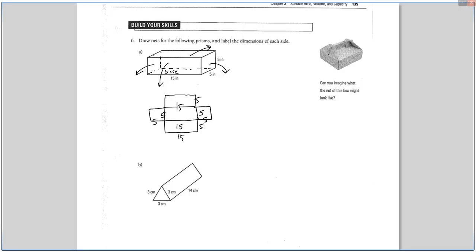And then all you need is the top. So the top, which is parallel to the base, is going to have to be put on any one of these sides. Doesn't really matter. I think most people might just draw it like this. So this would eventually come up to the top when folded up.